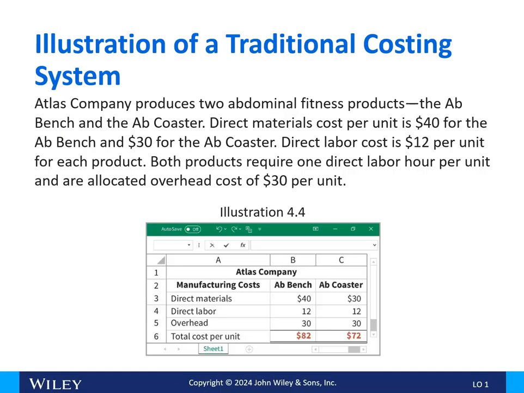So if we have Atlas Company producing two abdominal fitness products, the Ab Bench and the Ab Coaster, direct materials per unit is $40 for the bench, $30 for the coaster. Direct labor is $12 per unit for each product. Both products require one direct labor hour per unit and are allocated overhead costs of $30 per unit. So the direct labor and overhead are the same for both, and here you can see at the bottom the only difference, a $10 difference, is because of the direct materials. Ab Bench is costing $82 per unit, $72 for the Ab Coaster.